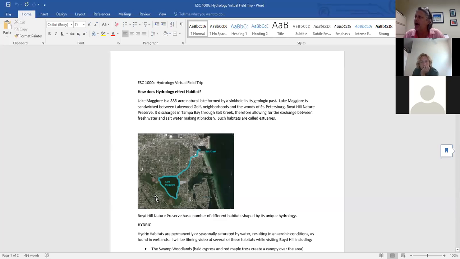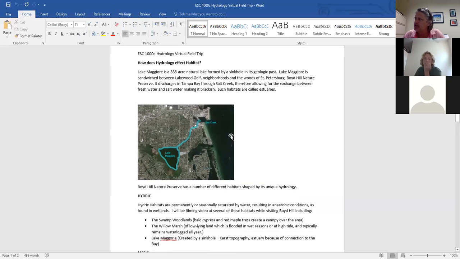So we're looking at how hydrology affects habitats. And you can see here's a picture of Lake Maggiore. Here's the Boyd Hill Nature Preserve. Lake Maggiore is an estuary. It's connected to Tampa Bay by Salt Creek. So it does have tidal flow up and into it. And it also has freshwater flow out depending on low tide and high tide. It's a very interesting habitat.